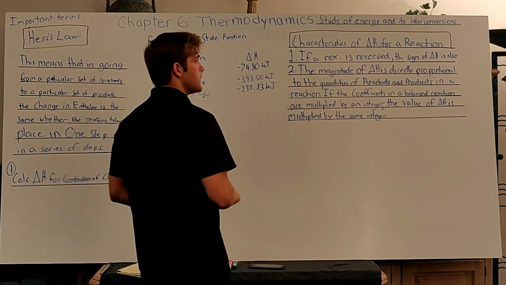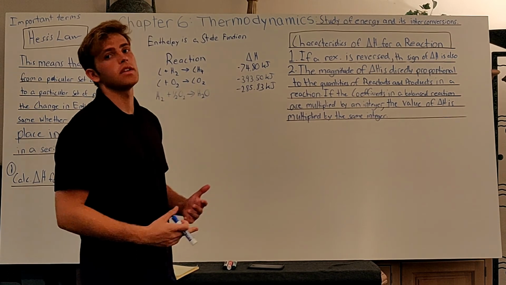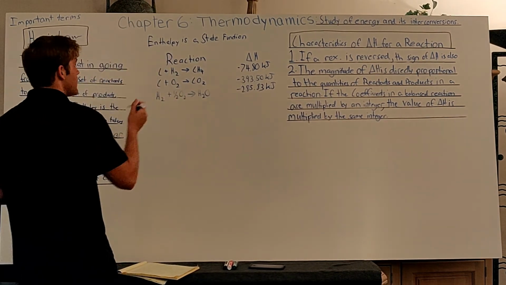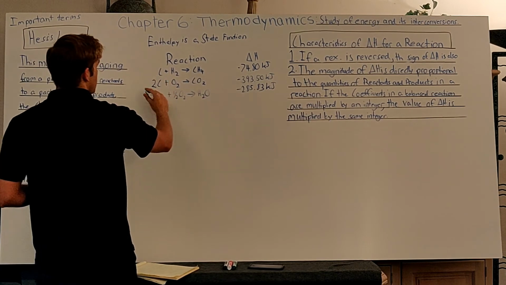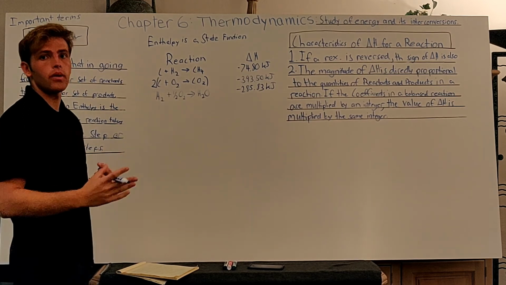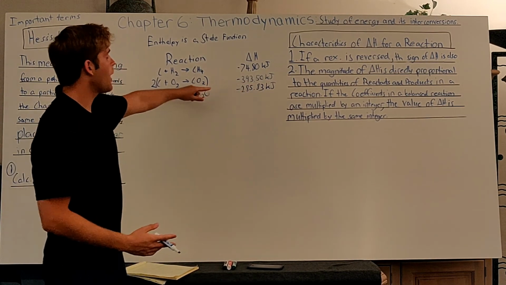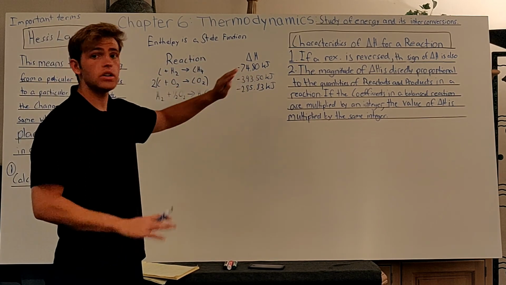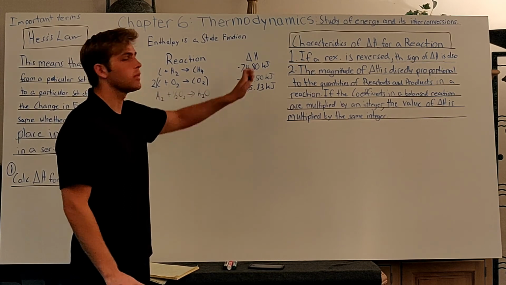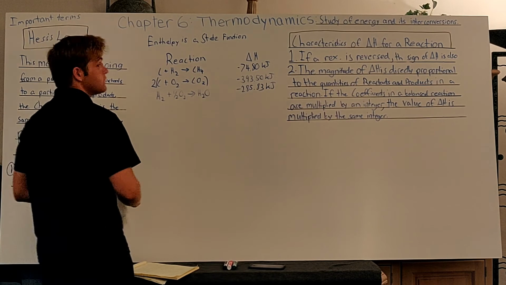If the coefficients in a balanced reaction are multiplied by an integer, the delta H also needs to be multiplied by that same integer. So if I needed to multiply this whole equation by 2 to cancel something out, I would need to multiply this number right here by 2. You wouldn't change the negative or do anything like that. You just multiply that by 2. But we are not multiplying this by 2 yet.